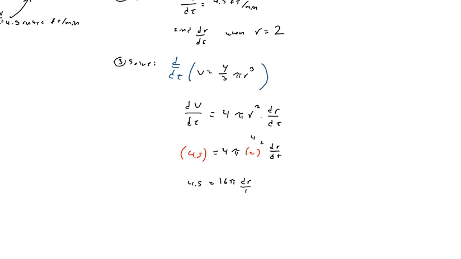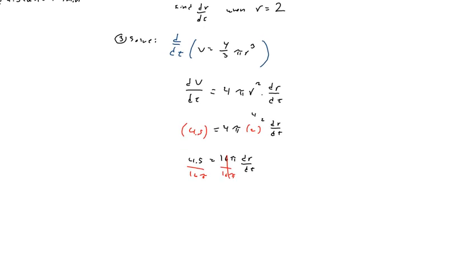And I'm just going to divide by 16 pi on both sides. And we're going to get dr/dt is going to equal 4.5 over 16 pi. What unit is this going to be? It's about 0.09. But what units is that?